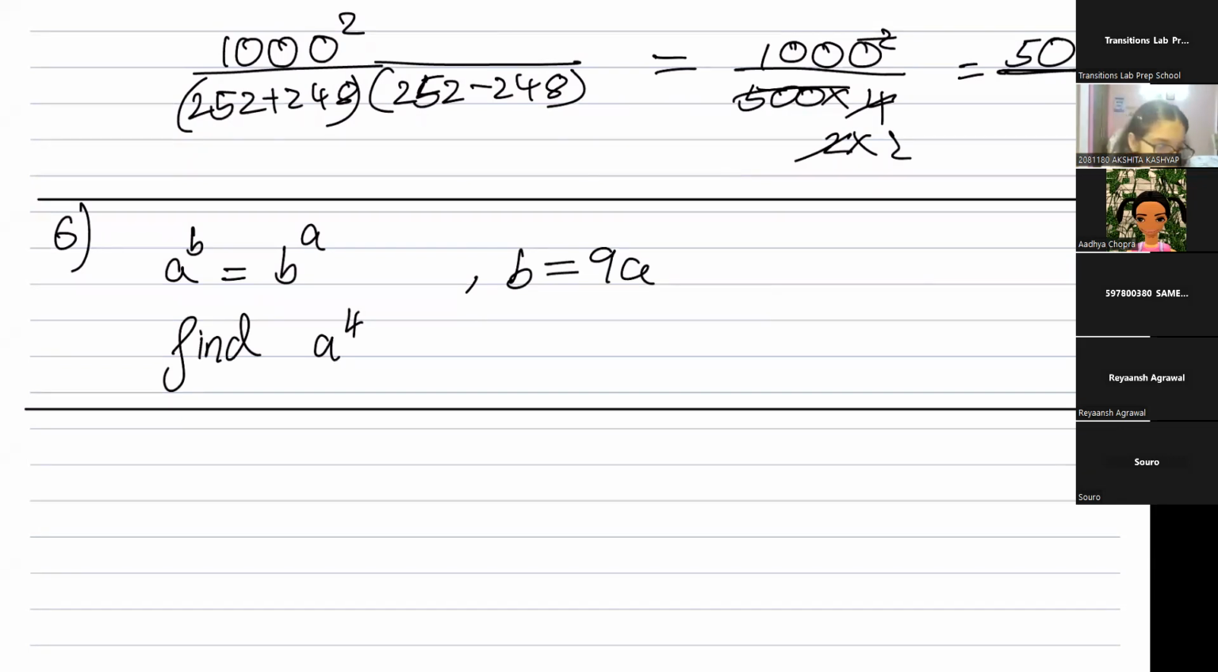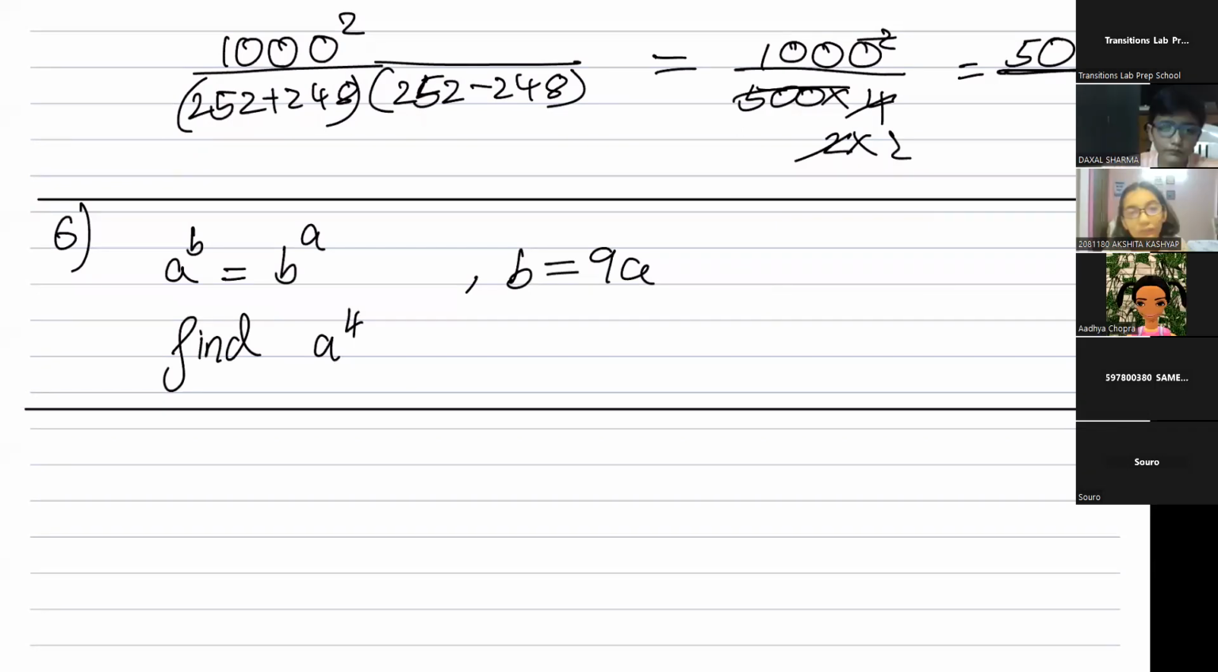I guess some hint. Is the answer three? Answer is three. Yeah, correct. So if you want a hint, do substitution. Substitute b equal to 9a into this equation, and the steps are very logical.